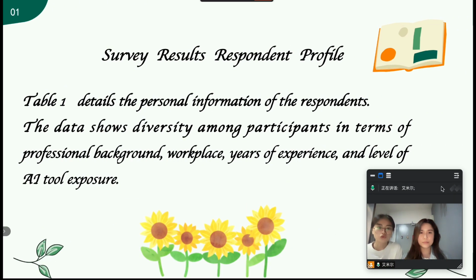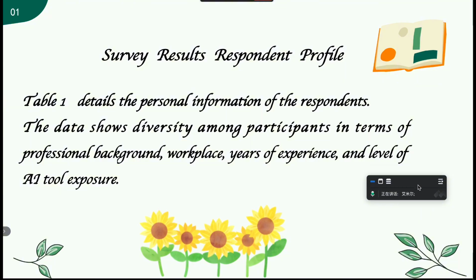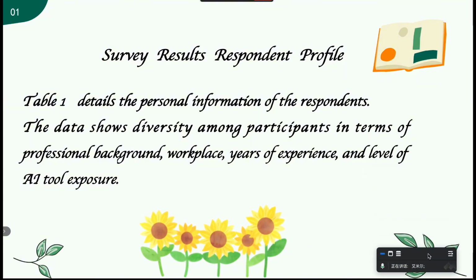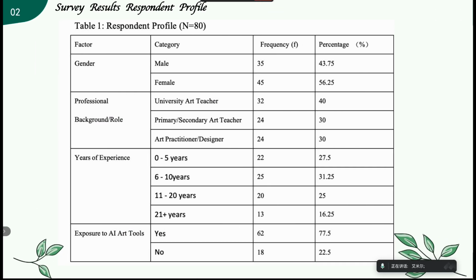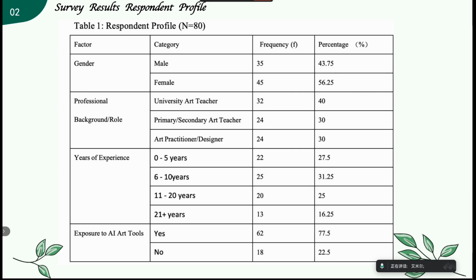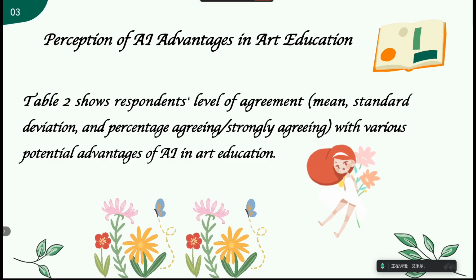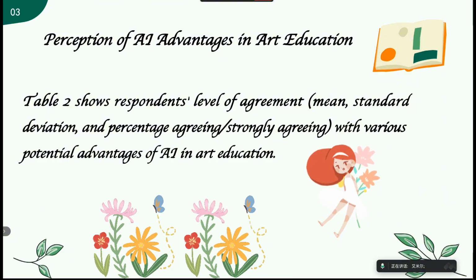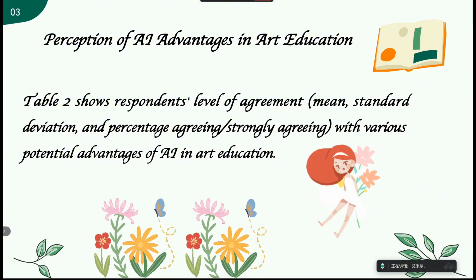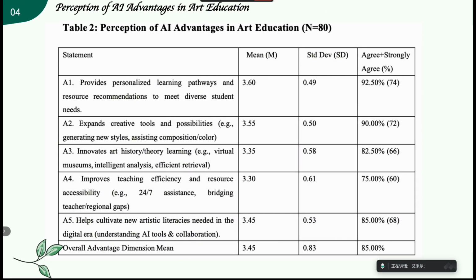Survey results, respondent profile. Table 1 details the personal information of the respondents. The data shows diversity among participants in terms of professional background, workplace, years of experience, and level of AI tool exposure. Table 2 shows respondents' level of agreement, mean, standard deviation, and the percentage agreeing or strongly agreeing with various potential advantages of AI in art education. Table 2 shows strong consensus on AI's advantages. 92% agreed AI enables personalized learning paths, the top benefit.